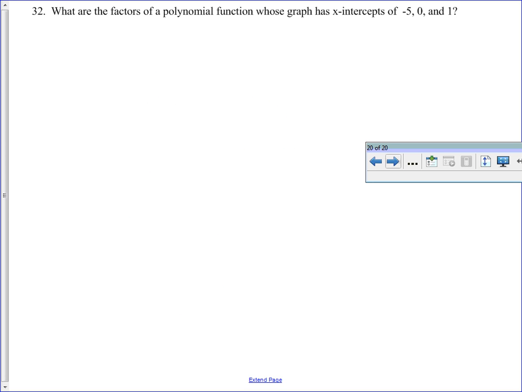All right, what are the factors of a polynomial whose graph has the x-intercepts of negative 5, 0, and 1? X plus 5, x, and x minus 1.